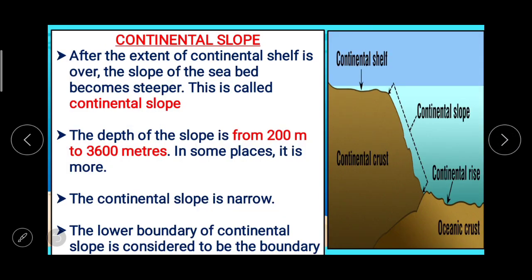Now next, continental slope. After the extent of continental shelf is over, the slope of the seabed becomes steeper and this is called continental slope. Again I am repeating, here you can see continental shelf, then this one.